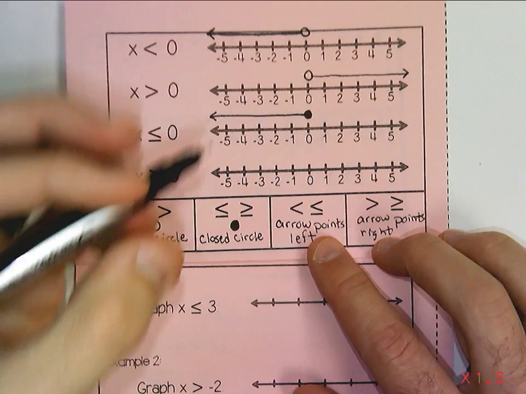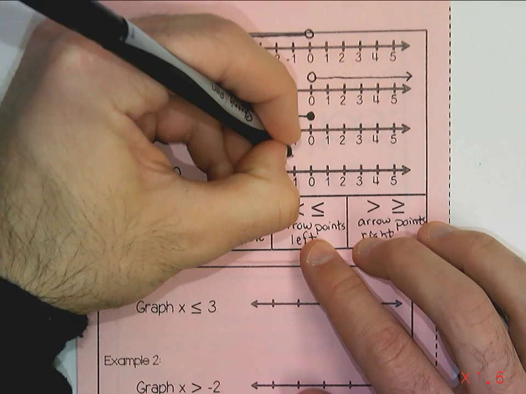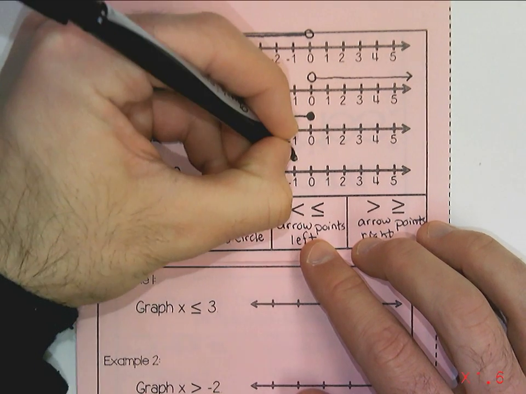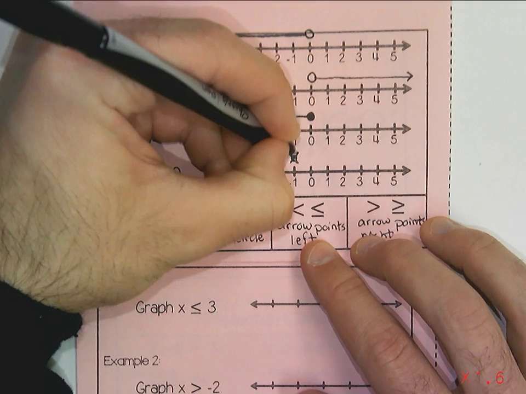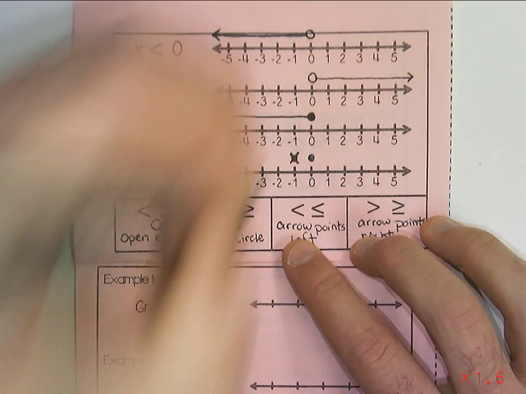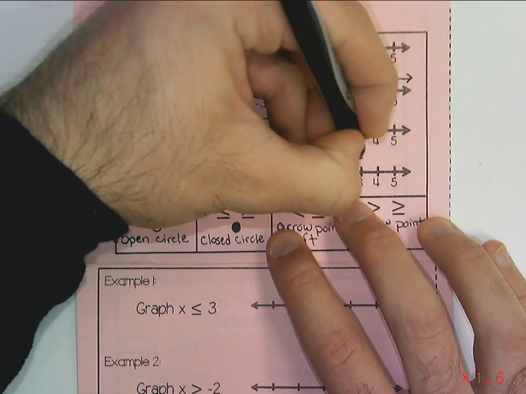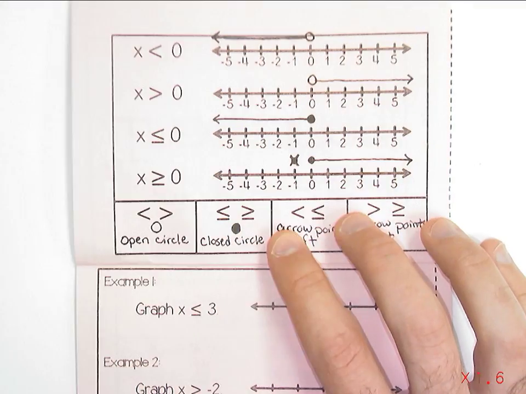And then the next one, x is greater than or equal to 0. Well, that would also be a closed circle. Oops, not at -1. At 0. And it's greater than. So it would be anything bigger than 0 to make this true.